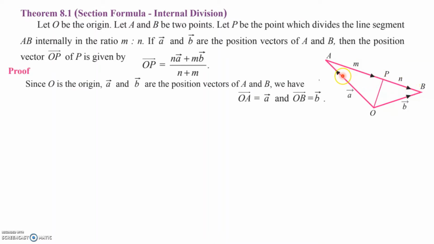Okay, let's proceed. Putting things in order, since O is the origin, and vector A and vector B are the position vectors, we can say OA is equal to A and OB is equal to B. And let's define OP as vector R. I have defined OP as vector R.